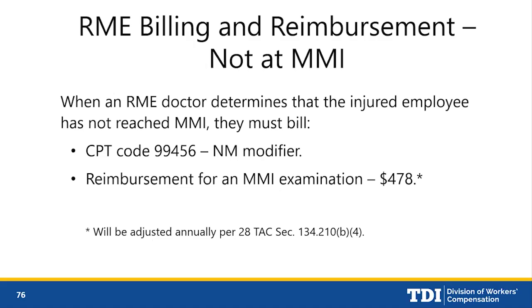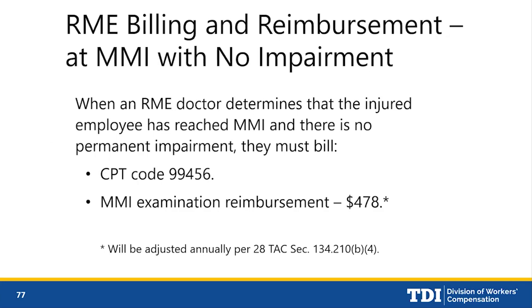So we're going to go through each scenario just like we did with the designated doctor. And this first one, if they examine the injured employee and determine they're not at MMI, they're going to bill, again, 99456, our good friend, and they're going to use that NM modifier, reimbursement amount, $478. And this example has where the RME doctor determines that someone's at maximum medical improvement with no impairment. The RME doctor needs to bill 99456 and be reimbursed that 2026 rate, in this example, $478 for that MMI evaluation.